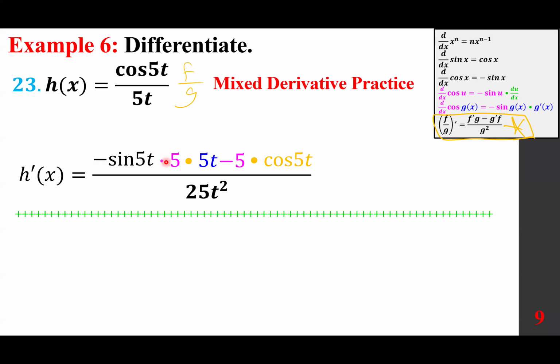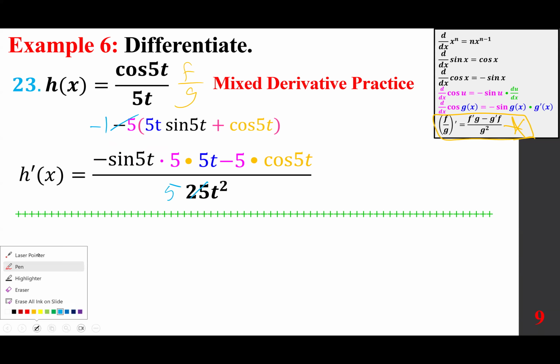So f prime g minus g prime f. And now you are going to take a common factor. The common factor is 5 as well as a negative sign. So if I take negative 5 out, this gives me 5t sine of 5t, and this just gives me cosine of 5t. I can see the common factor of 5 from the top and the bottom. This gives me negative 1. This gives me just 5.